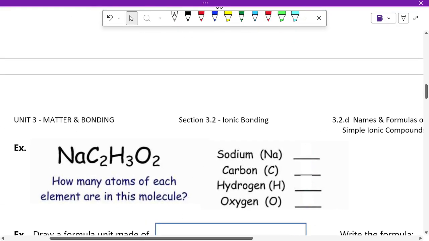Let us try this question here. How many atoms of each element are in this molecule? How many sodiums, how many carbons? Try it, and then check with your neighbor.